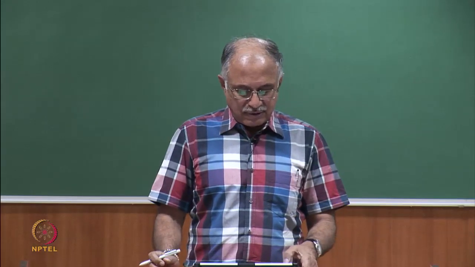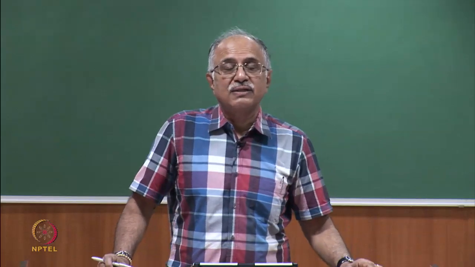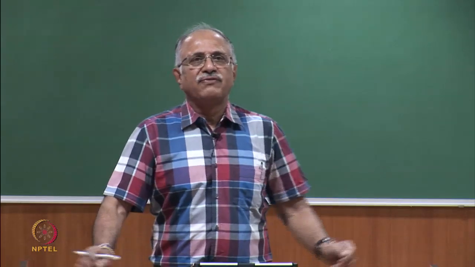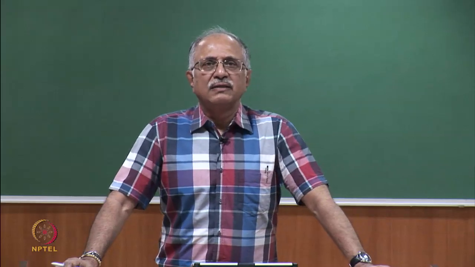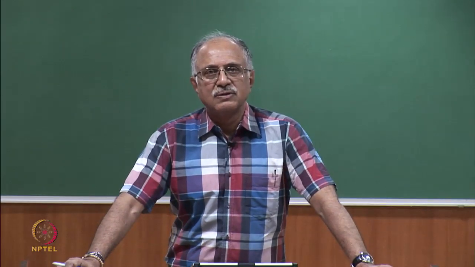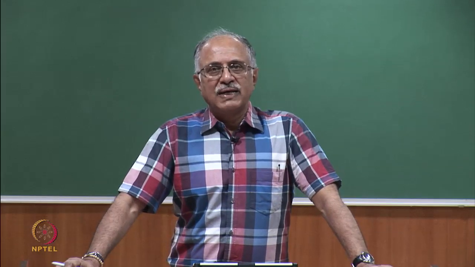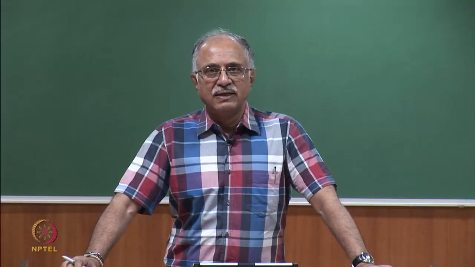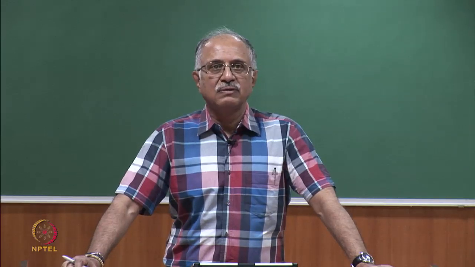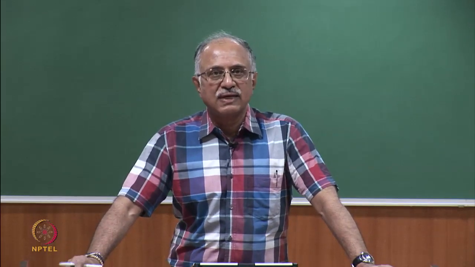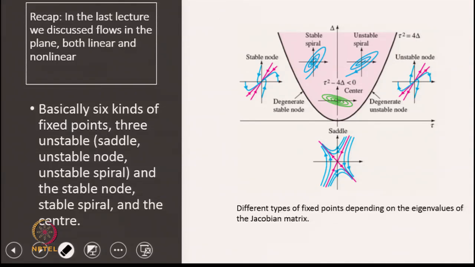To start with, let's just recap what we did in the last lecture. We looked at flows on the plane, both linear and nonlinear flows. By analyzing in some detail the linear flow in two dimensions, we found that there are basically 6 kinds of fixed points, 3 of which are unstable, namely the saddle, the unstable node, and the unstable spiral. And then we have the stable node, the stable spiral, and the center, which is a kind of marginal behavior.